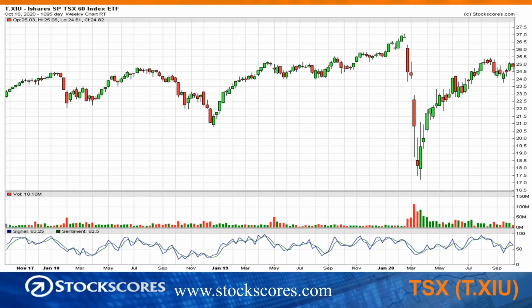TSX Venture, which of course is heavily made up of mining stocks, some junior energy companies, maybe a few cannabis stocks, and it has a falling top in the long term. This is the weekly chart of the TSX, and if we were to break down through this upward trend line from that falling top, that would be negative, much like the S&P 500.